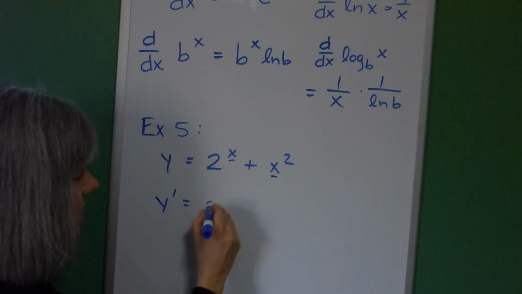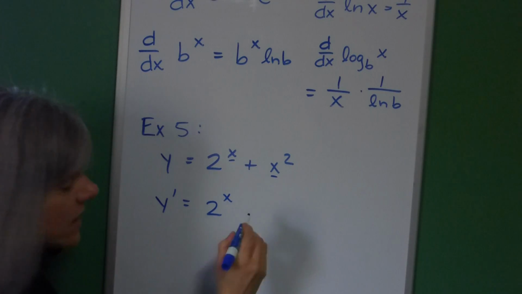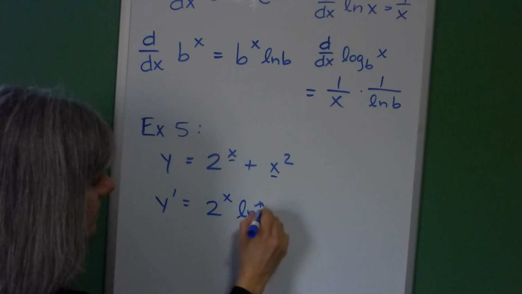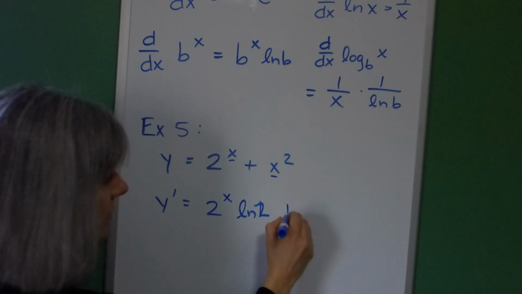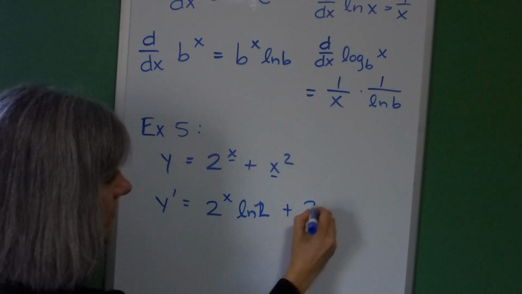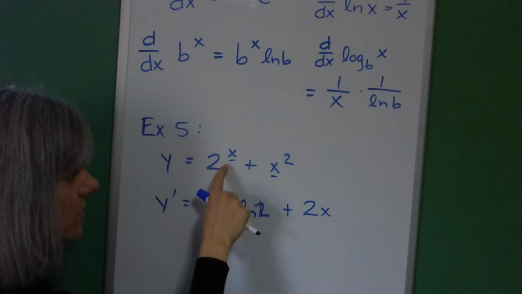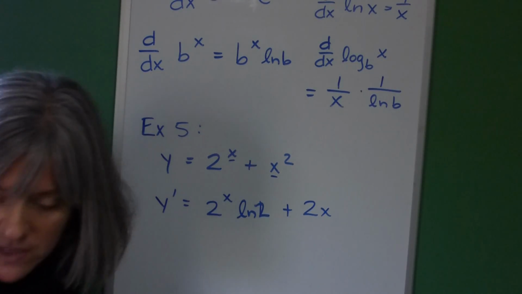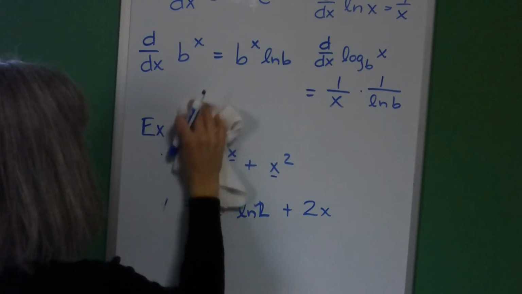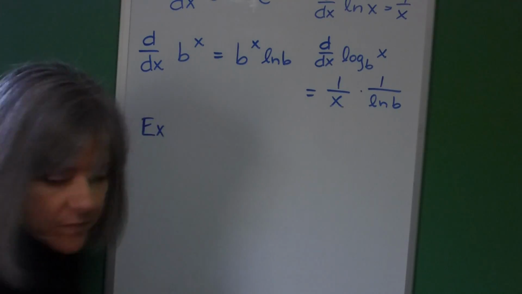This is an exponential, so the derivative is an exponential times the correction factor. Here it's a power, so plain old power rule. Bring the 2 down in front, 2x. So it's very important to make that distinction. All right, let's look at example 6.